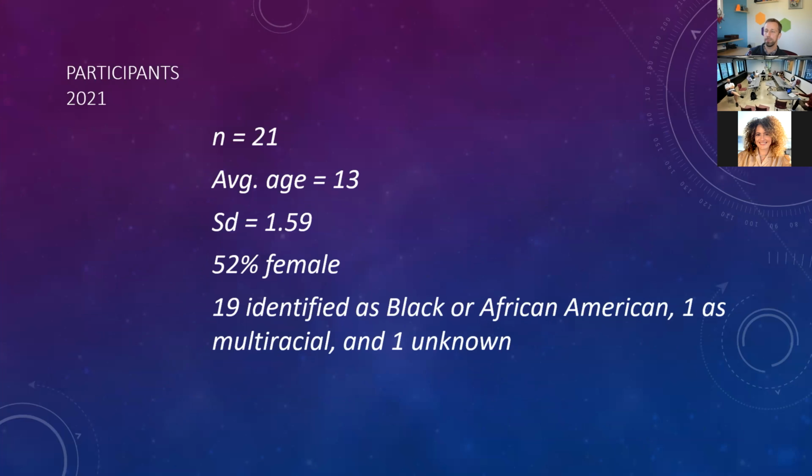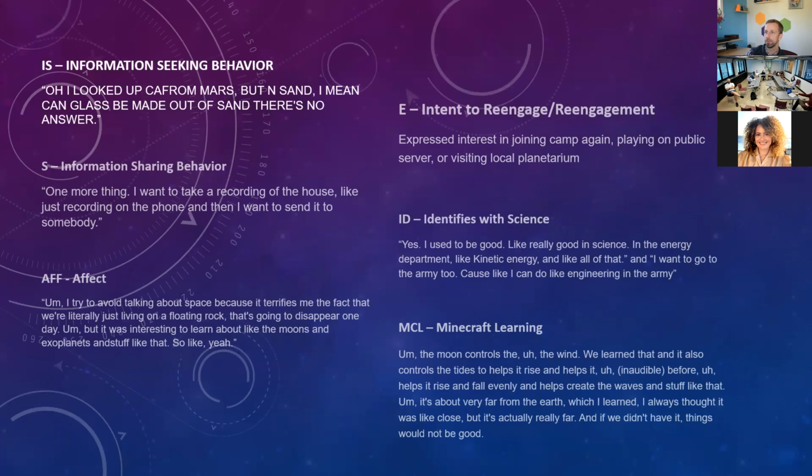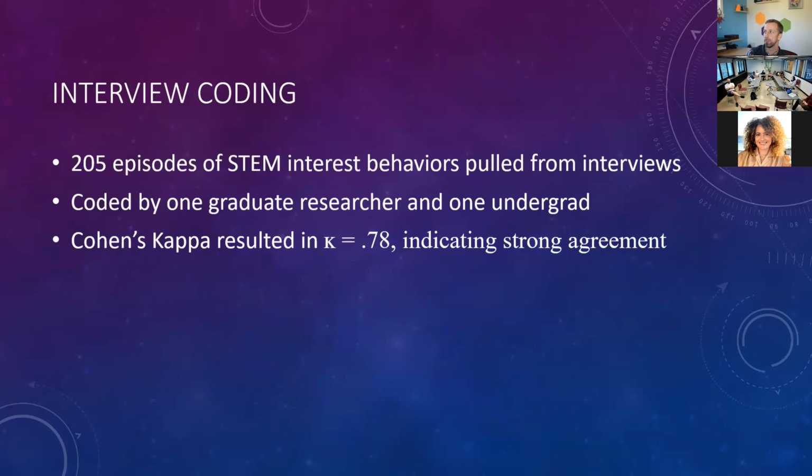So again, they're all middle schoolers, so average age is about 13. Half of them tend to be female. There's pretty good female representation in these camps, and a majority of them identify as Black or African American. Okay, so I mentioned we do interviews with all the kids, and these interviews are used to get a feel for their interest in science.